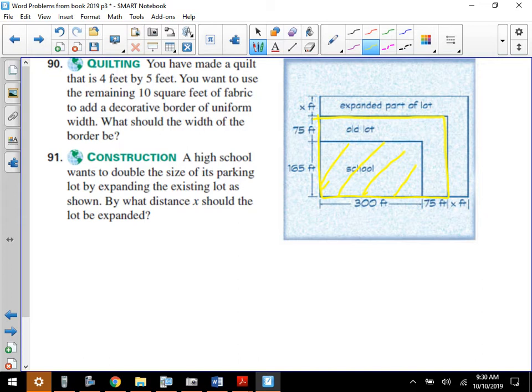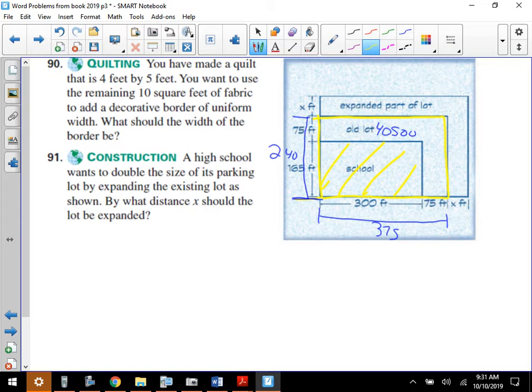So if I do that, I know that the overall dimension from here to here was 375, and then from here to here was 240, I believe. So to get the area of the lot itself, I take that and I subtract just the school area, and I think you get 4,500. Now, that's the area of that lot, and if I wanted to double, I'm basically just adding another 4,500.